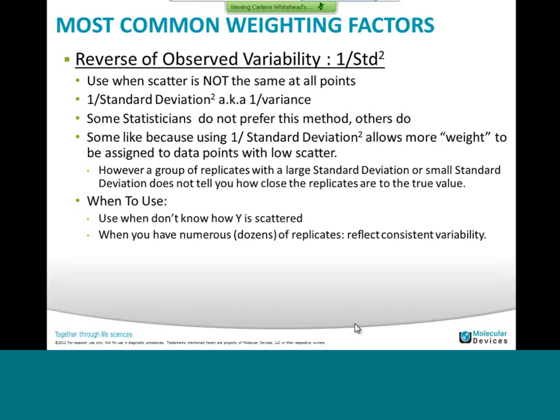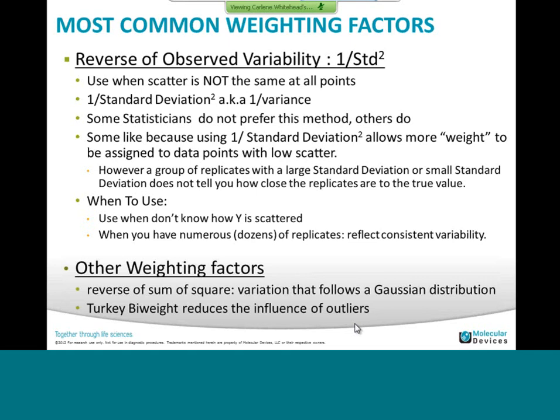so a low deviation. However, a group of replicates with large or small standard deviation does not tell you how close the replicates are to the true value or to the curve. So even with a small standard deviation, you're not sure that this is actually a true value. So when to use it? You use it when you know how Y is scattered, and when you have numerous replicates to reflect consistent variability. Other weighting factors are available, such as the reverse of the sum of squares and the Tukey biweight, but we're not going to be discussing them in this presentation.